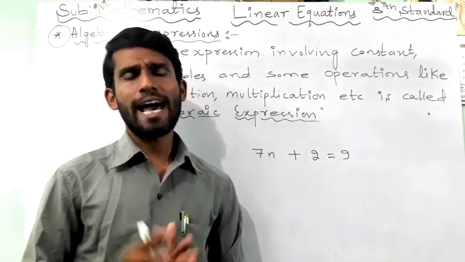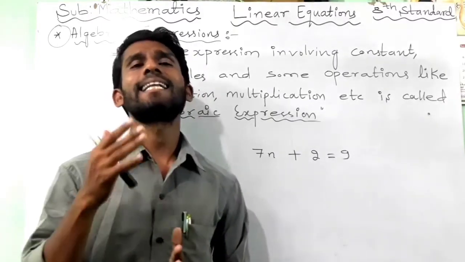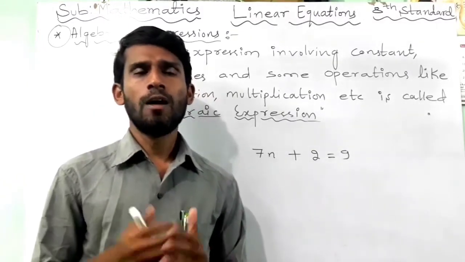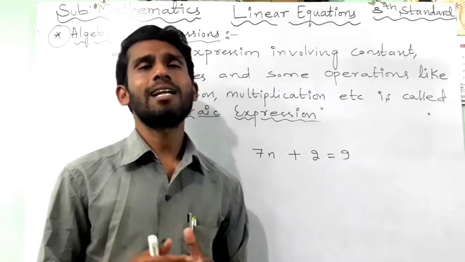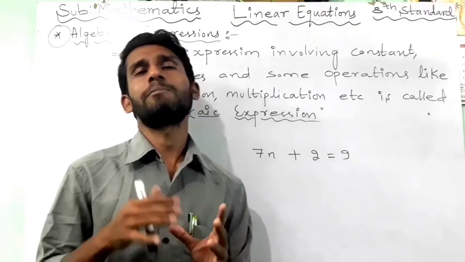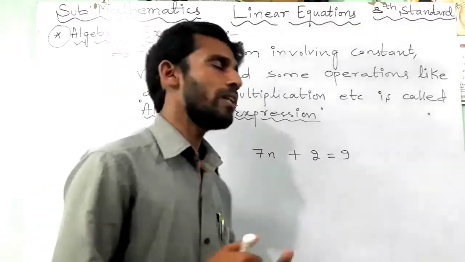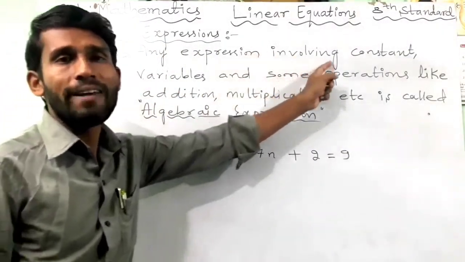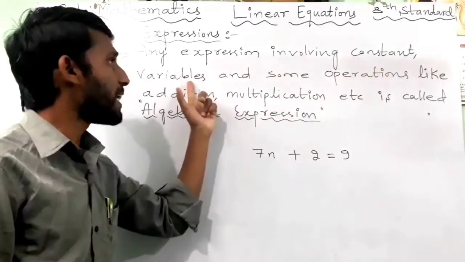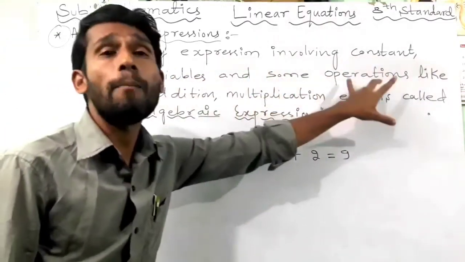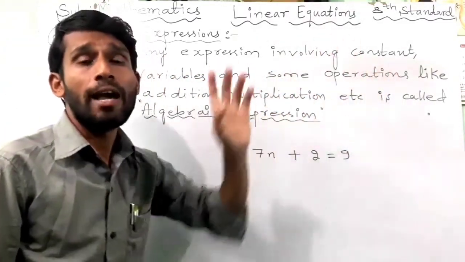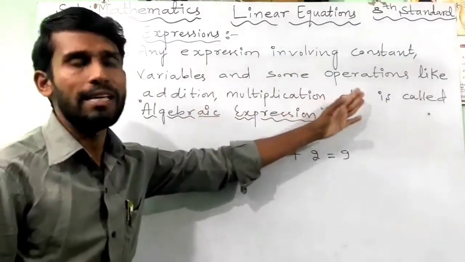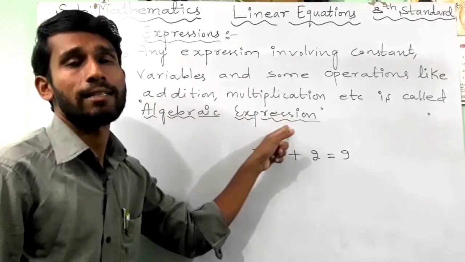In today's class, I am going to take linear equations. What is meant by linear equation? First of all, I want to recall some points about algebraic expressions. See, first one, algebraic expression: any expression involving constants, variables and some operations. Some operations mean addition, subtraction, multiplication, etc. This is called an algebraic expression.